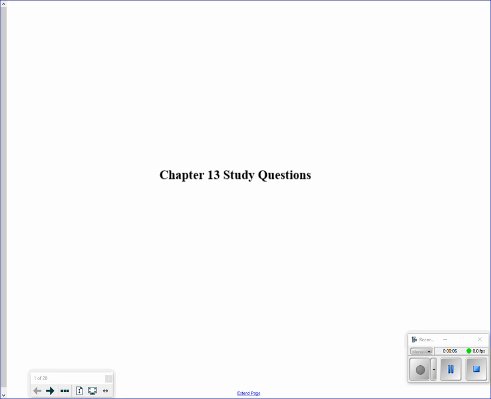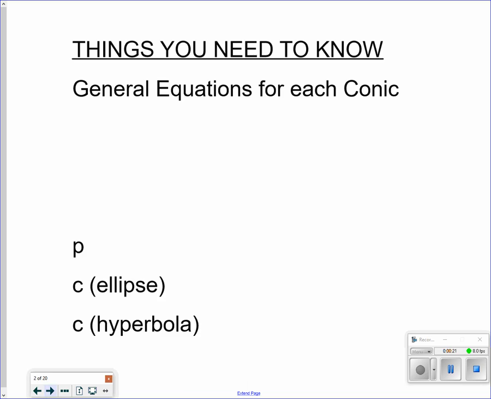Today we're going to start getting ready for our Chapter 13 test. So these are the 13 study guide questions. And there's lots of subtle things to know about each of the shapes. So what I need to know is the first page I got here.